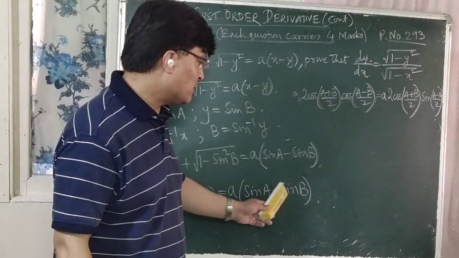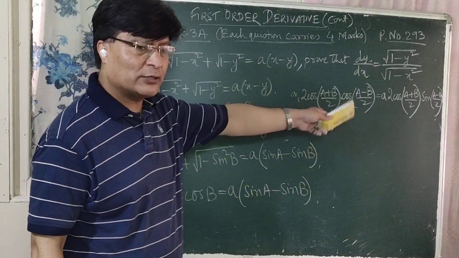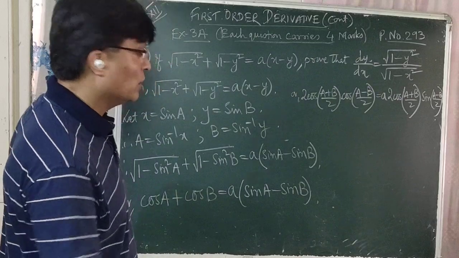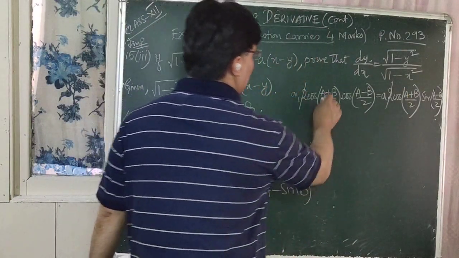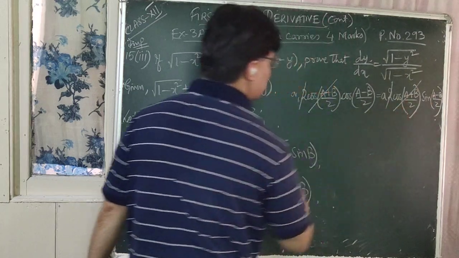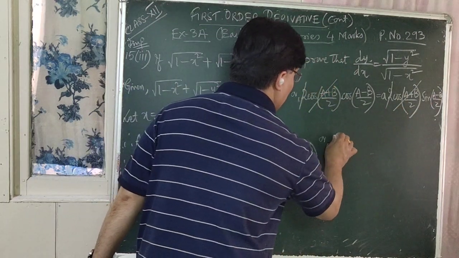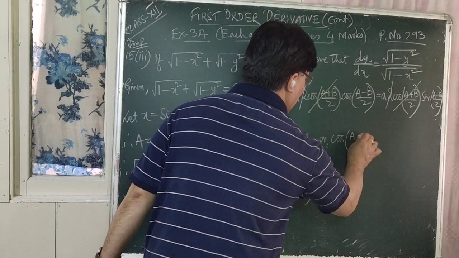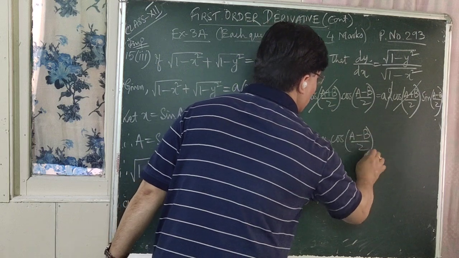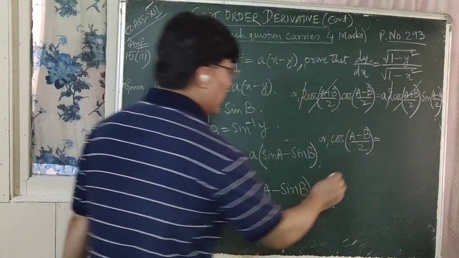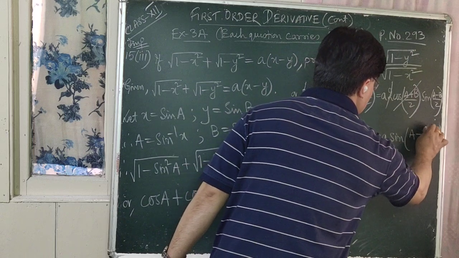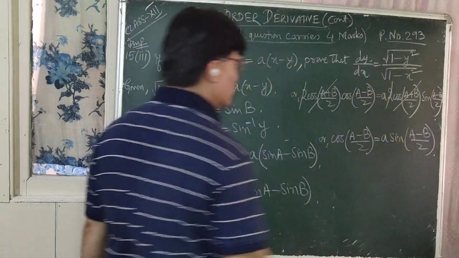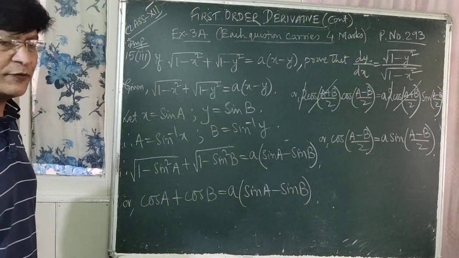That is, what is sin C minus sin D? 2 cos C plus D by 2 into sin C minus D by 2. So from both the sides you can cancel. These 2 get cancelled. And also cos of A plus B by 2 gets cancelled. So the remaining terms are cos of A minus B by 2 is equal to A into sine of A minus B by 2. Is it clear to all of you?